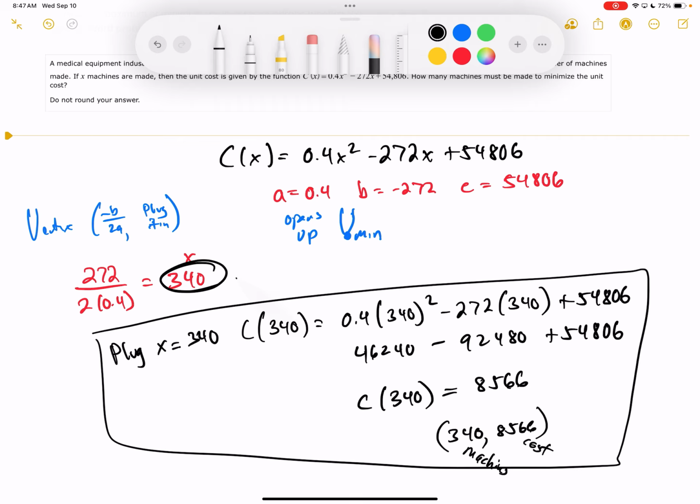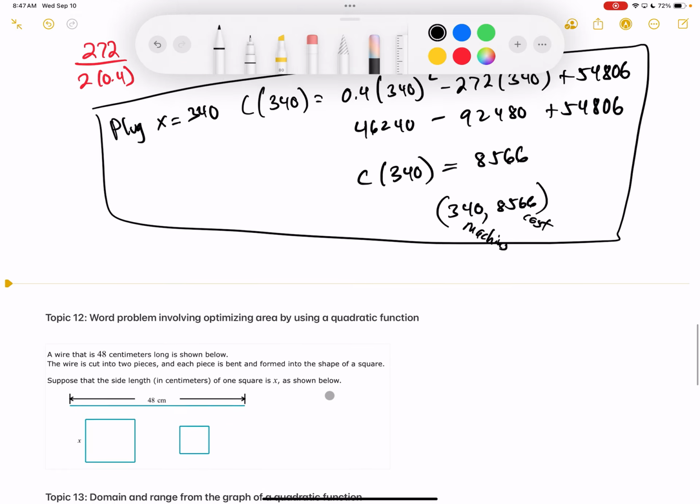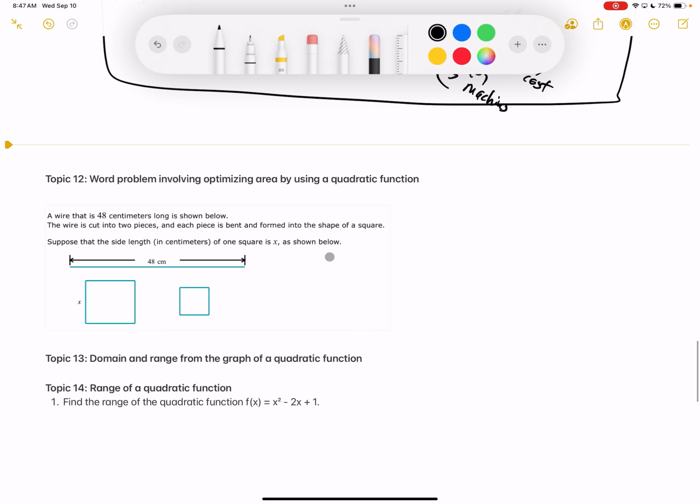Because that's the machines, right? That's why you read the word problems, but that's fine. So if we make 340 machines, the cost per machine actually drops to 8566. It's one of those things like we probably need the 55,000 to just start, and then the more machines we make, the cheaper it gets. So yeah, maybe that'll be easy on you, but that's fine. I did the whole thing.